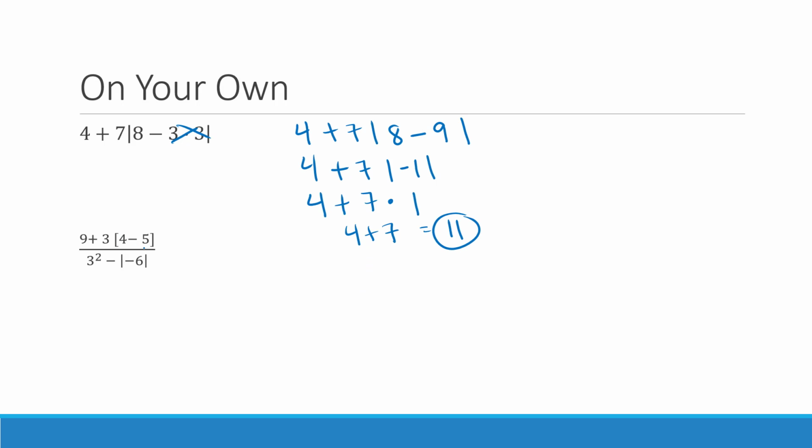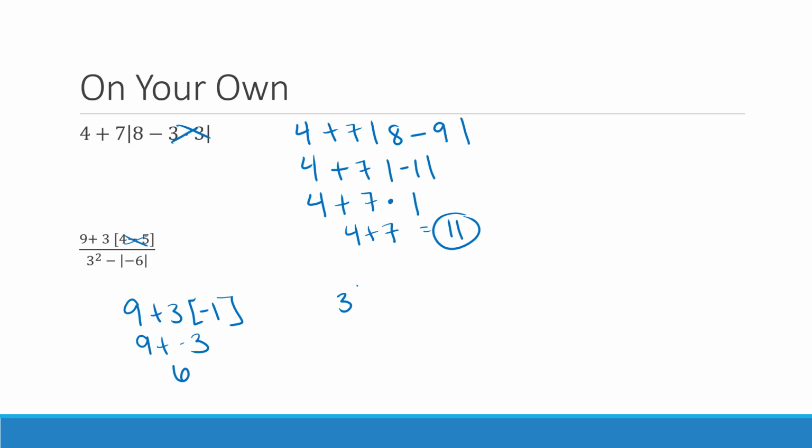Now, if you have a fraction with order of operations, you always want to do the numerator and the denominator separately. So in my numerator, I have brackets, not bars, brackets. So what this means in my numerator is 3 times 4 minus 5, which is going to be, 4 minus 5, which is negative 1. 3 times negative 1 is going to give me negative 3. And then 9 plus negative 3 is going to give me a positive 6.